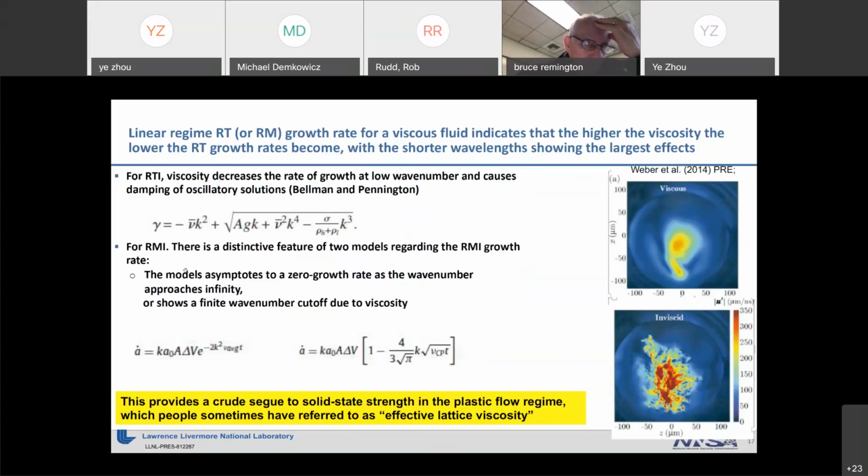And in addition, I'm not going to go into detail about this equation. There's also a dependence on the wavelength. The shorter the wavelength, the bigger the effect from the viscous motions. So this kind of equation, the effect of the viscosity, gives us a crude segue to the solid state trends in the plastic flow regimes. And that's the subject my two colleagues are going to tell you a lot more details about.